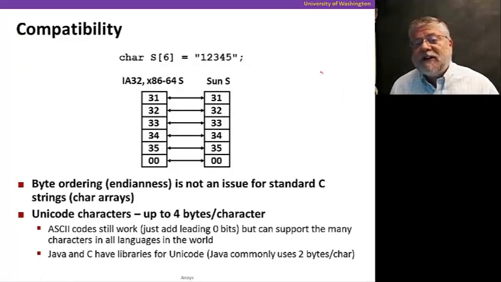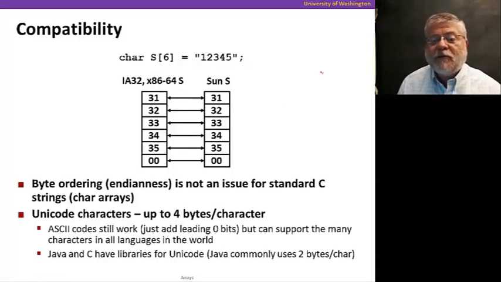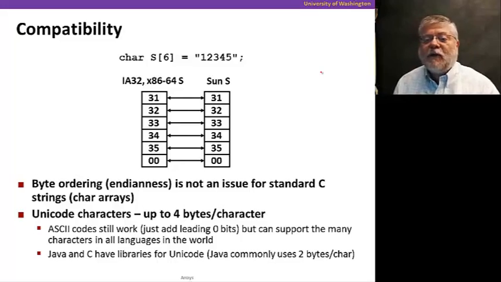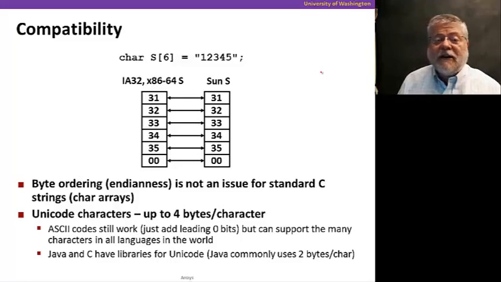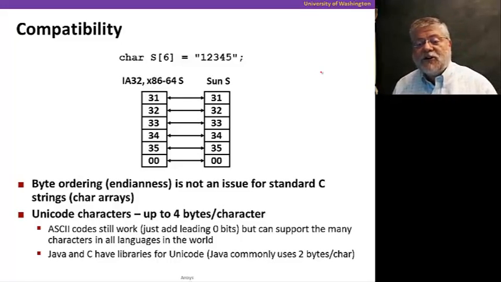Okay, because we're dealing with 1 byte at a time, we don't have to worry about issues of little endian or big endian when we think about character strings. So if we had the character string 1, 2, 3, 4, 5, it would actually be represented in precisely the same way in little endian machines or big endian machines.